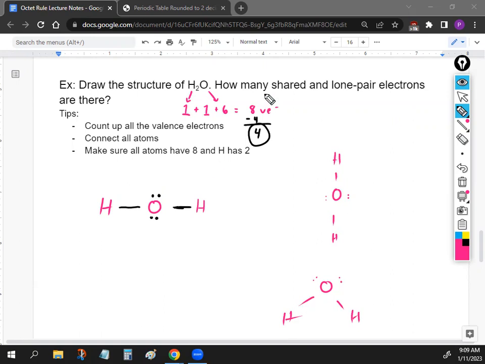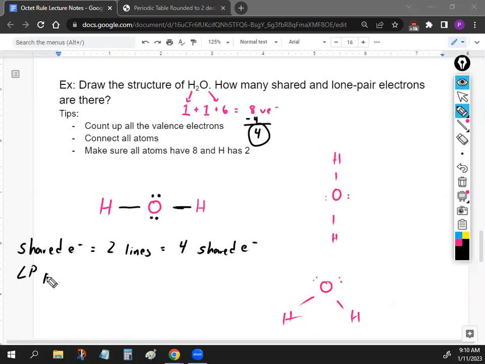Okay, so one thing I forgot to mention in the previous problem is the second question. How many shared and lone pair electrons are there? And you'll have to identify this as well. But basically, shared electrons are how many electrons form lines, okay? So yeah, there's 2 lines, and each line is 2 electrons. So there are 4 shared electrons, okay? Since there are 2 lines, you got to double it for the electrons.